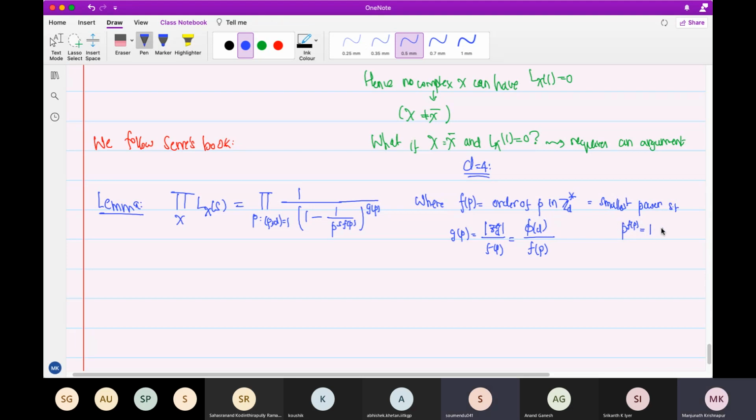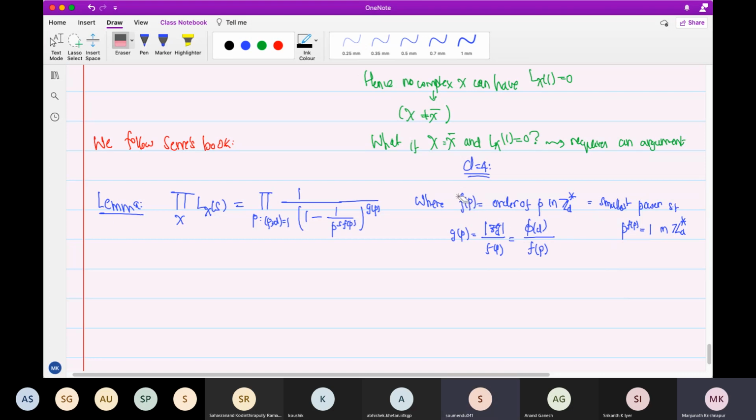Okay, in Z_d^*. So in other words, it means it's congruent to 1 mod d. That's what I mean. So f of p is the smallest power such that p to that power is congruent to 1 mod d. And g of p is the size of the group divided by that.